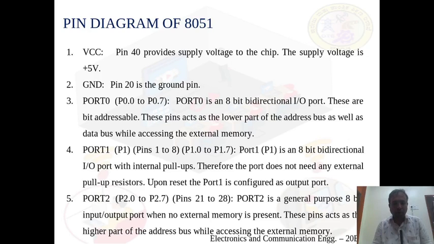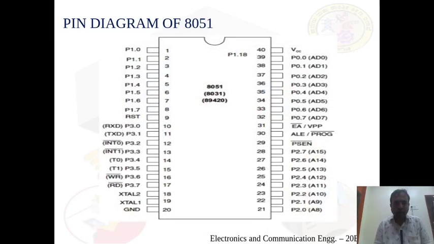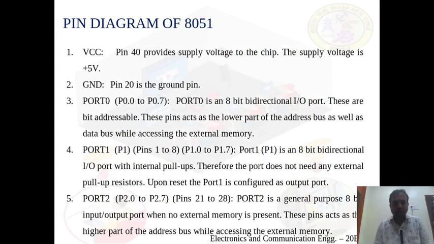Coming to the port 1, port 1 is having total 8 pins P1.0 to P1.7. This port 1 will act as a bidirectional IO port, which means we can send the 8-bit data outside the microcontroller or receive the 8-bit data inside. The port 1 is also having internal pull-ups, so we don't need any external pull-up resistors. Upon reset, this port 1 will be configured as output port.